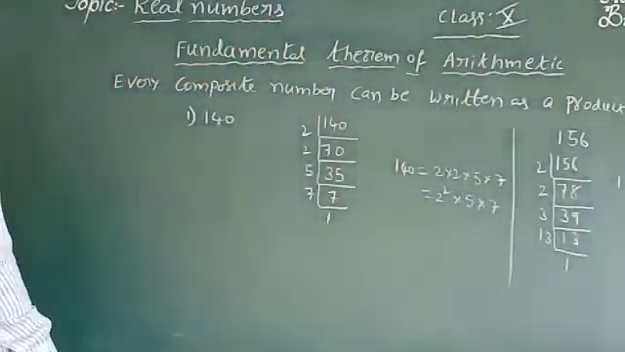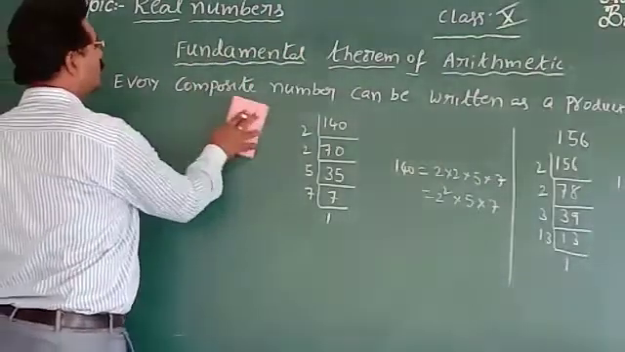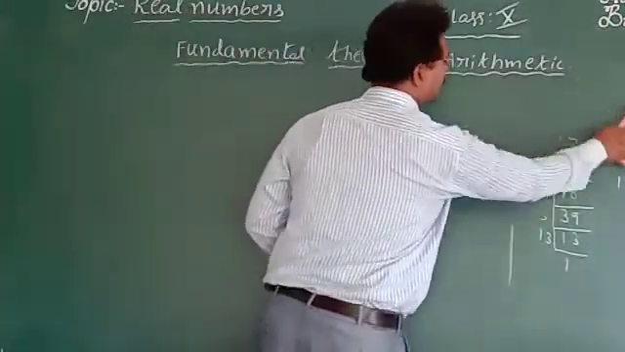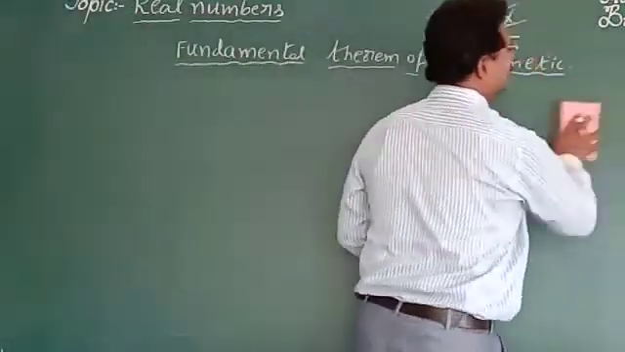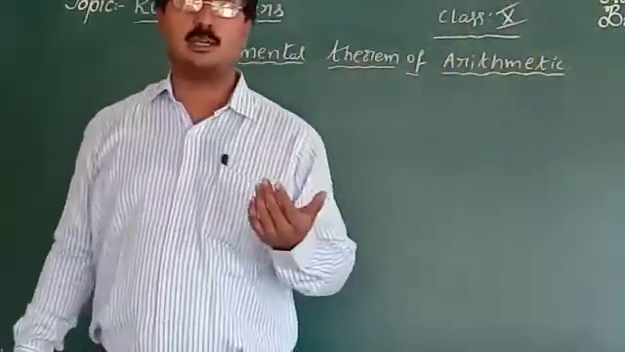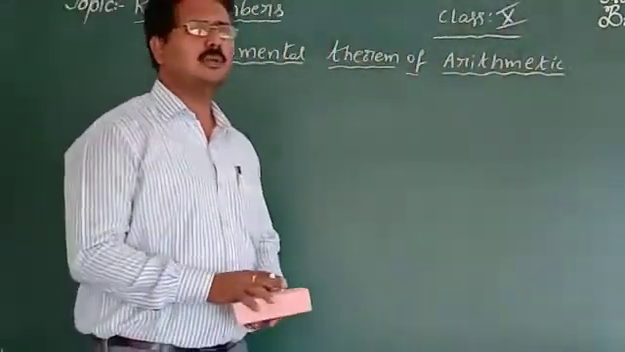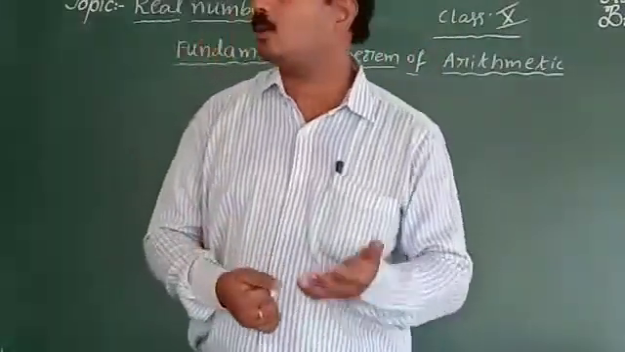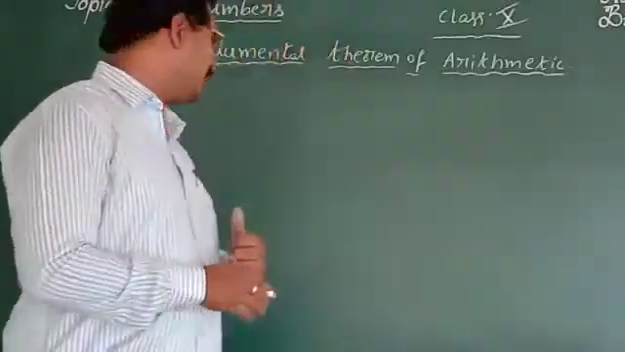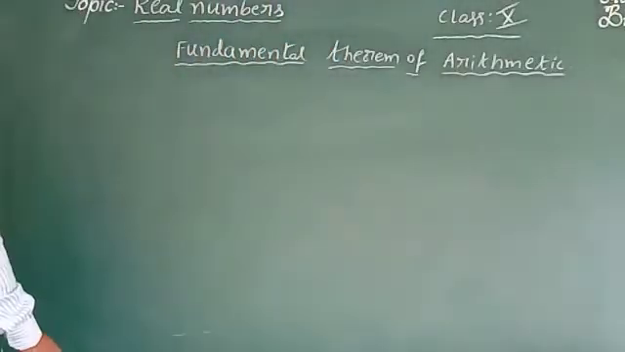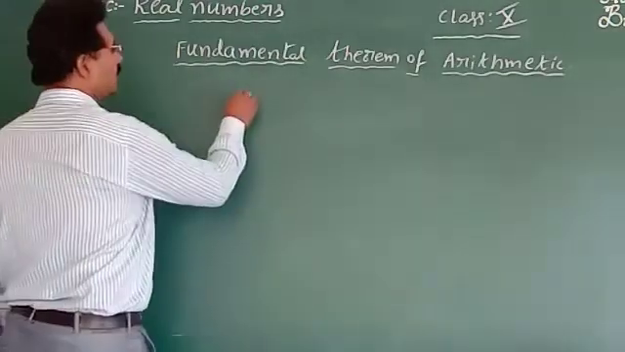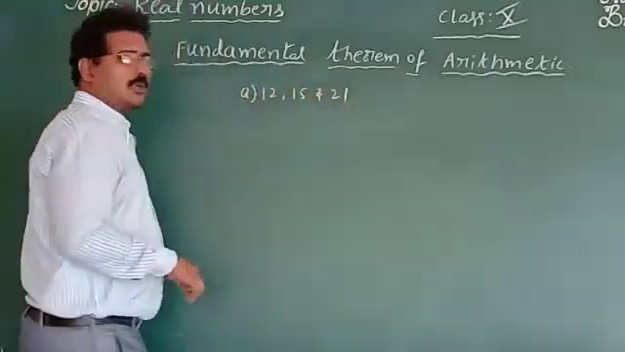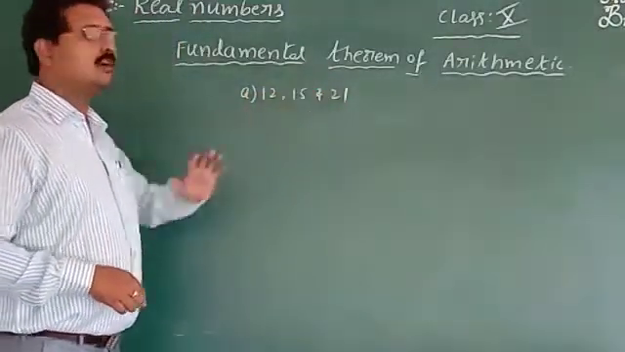And go for the next one, which is the most important: how to find the LCM and HCF of two or three given numbers. That is a very easy model. In previous classes we already explained how to find the LCM and HCF. In the general method you know, but how to do it by prime factorization is important. For example, find the LCM and HCF of 12, 15 and 21.